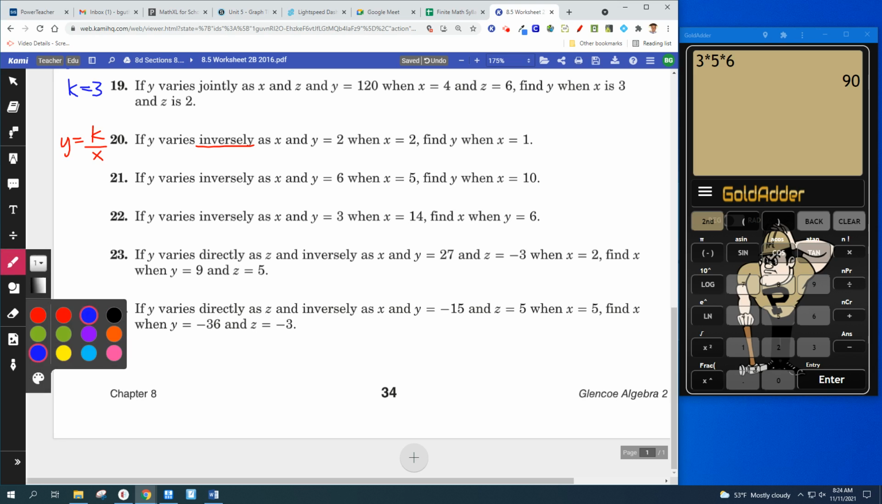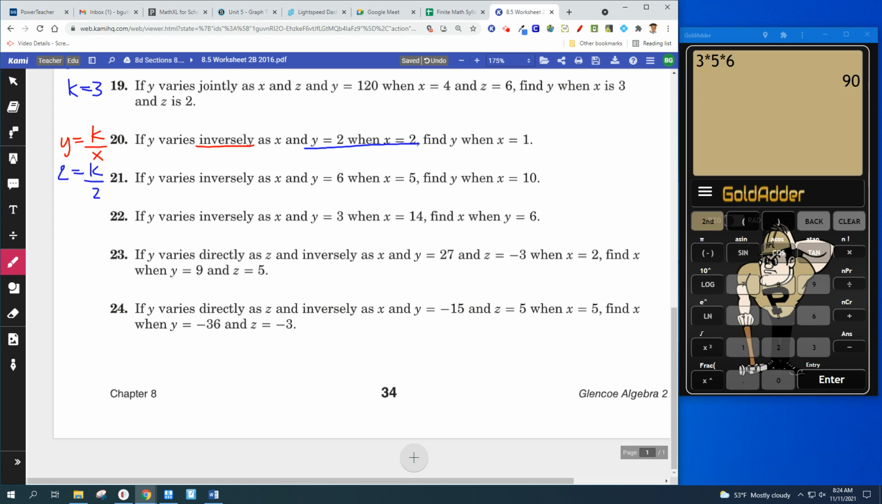So we plug in these two numbers. Y is 2 and x is 2. 2 equals k over 2. So do it in your head if you can. What's k have to equal?